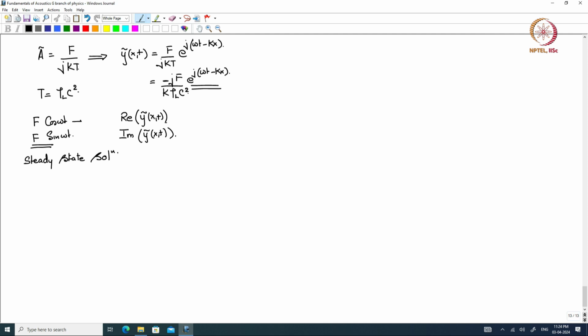What we mean by that is that if you have a string and you start exciting it suddenly at time t equal to 0, f tilde is equal to f e to the power j omega t, then there is going to be a transient on that. There will be a transient that will propagate along with what you are forcing. So that transient is not accounted for in this. We assume that the transient has died out.